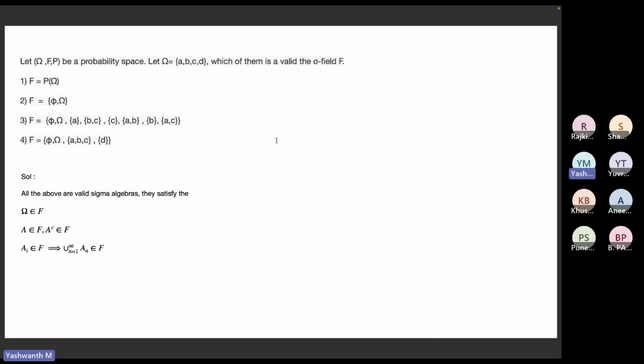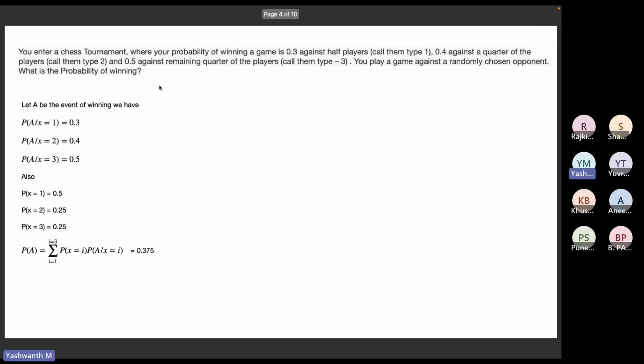Okay, cool. So let's go to the next problem. This is a chess tournament, and the probability of winning a game is 0.3 against type 1 players, 0.4 against type 2 players, 0.5 for type 3 players. You play a game against a randomly chosen opponent. What's the probability of winning?